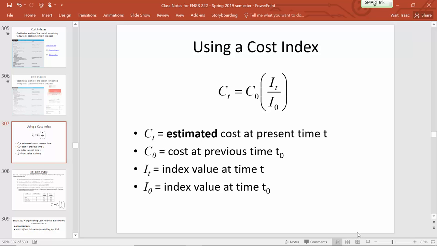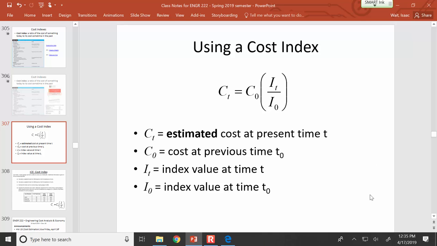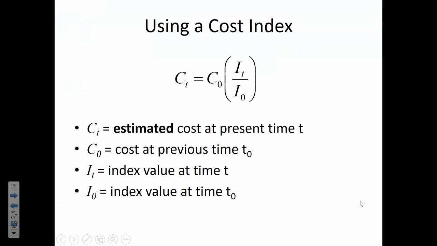So the way that you could use that data would be, with a specific cost, like if you knew the actual price of a house back in 2005, then you could predict what that equivalent house would cost today. That would be the C sub T. You're trying to find out the cost now at a given time, like the present. So any questions on what a cost index is or how we can use it?